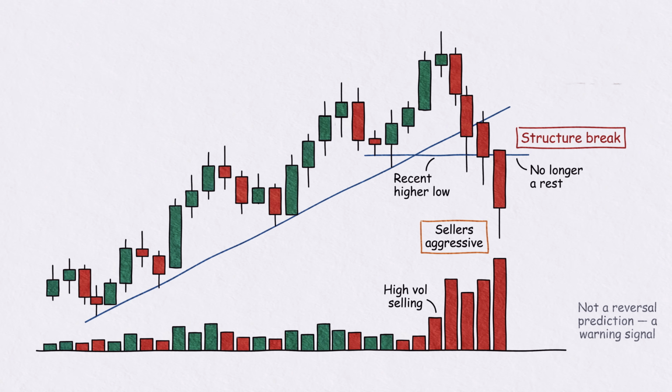What does this tell you? Sellers are not just present. They are aggressive. They are committing capital. They have enough strength to break the structure that was holding the uptrend together. This is no longer a rest. This is a shift in the buyer-seller balance.